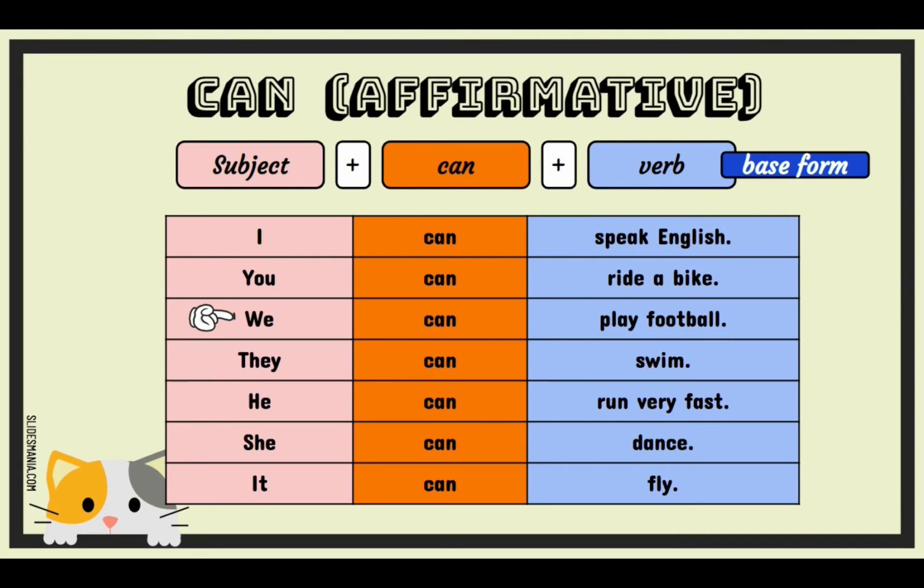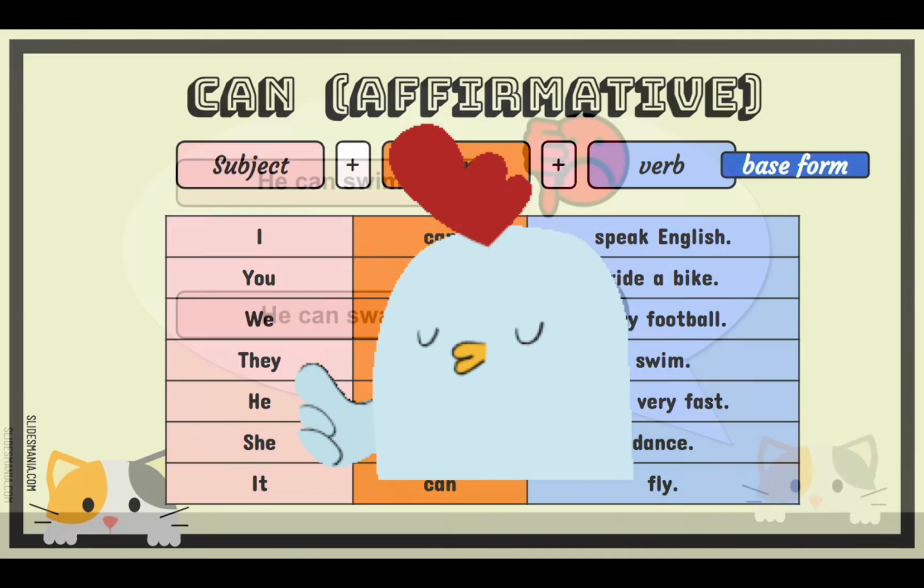The next one is the subject we, can play football. The play should be in base form too. The next one is they can swim. He can run very fast. She can dance. It can fly. So remember, after the use of can, it should have a verb in base form. Do you understand that? Very good.